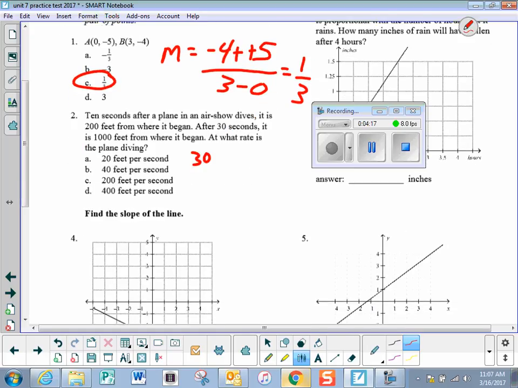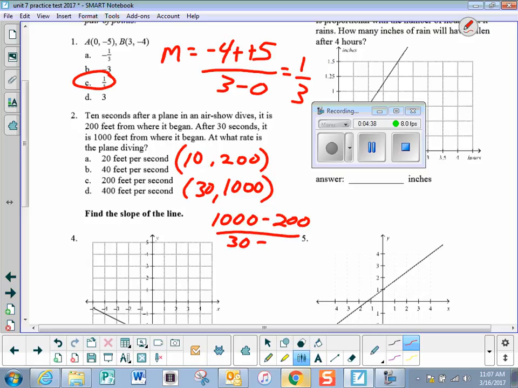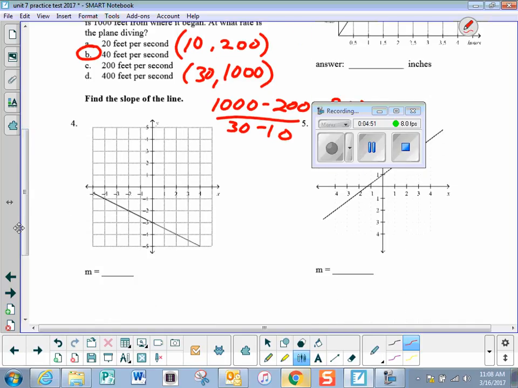Number 2. Just think about this as ordered pairs. After, sorry, not 30, 10 seconds, it's at 200 feet. And 30 seconds, it's at 1,000 feet. So what is the rate of change? Well, if I do second y minus my first over second x minus my first, I get 800 over 20, which is 40. 40 feet per second.